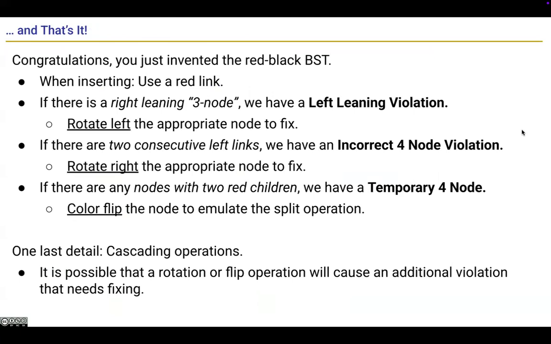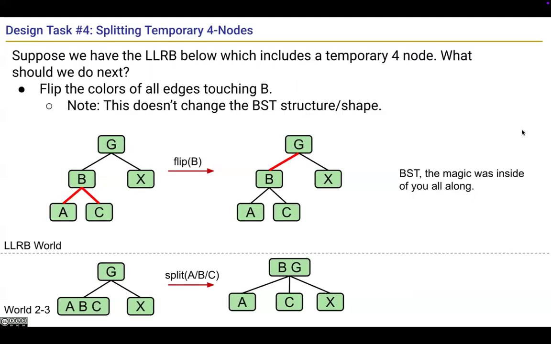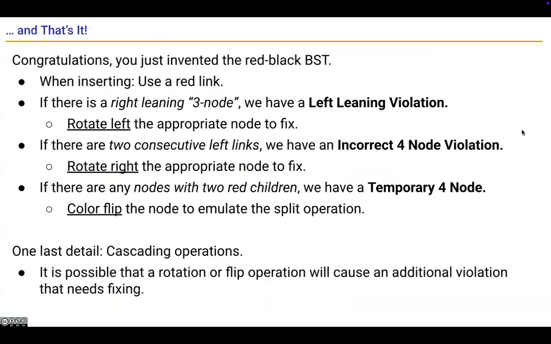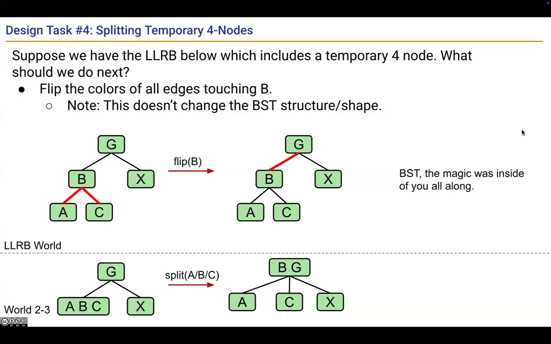Okay, that's it. Those are the rules of getting to a BST. That's all you need to know. So what did we do? Let's think about the corrections we made. What were the 3 corrections we made?